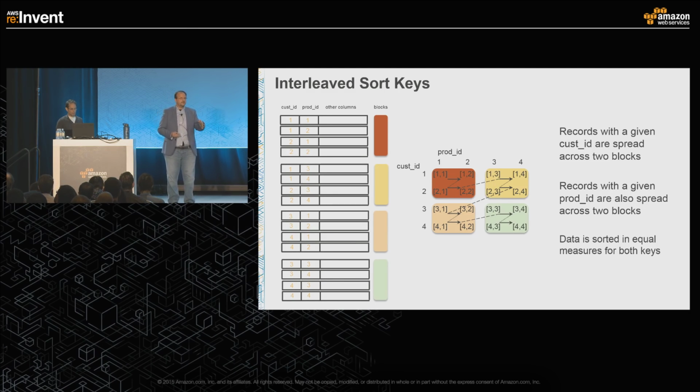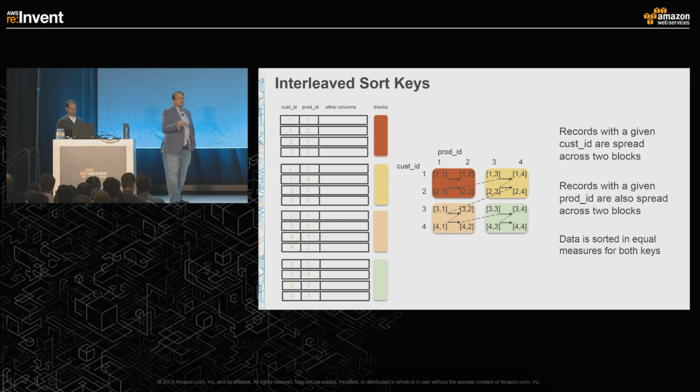When I query by product ID, I hit 2 blocks, not 4. When I query by customer ID, I hit 2 blocks, not 1 anymore. However, if I query by customer ID and product ID, I go straight to a single block. So it's a great feature if you have tables where sometimes you query by product, sometimes by customer, sometimes by region, and so forth. It can be very helpful.